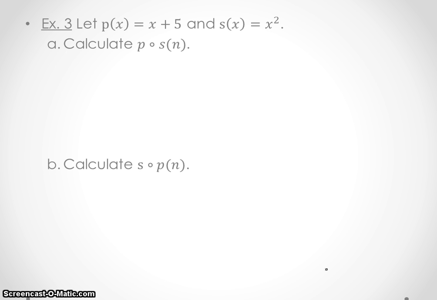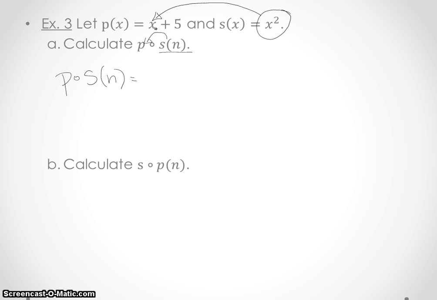Example 3 says let p of x equal x plus 5 and s of x equal x squared. So we're going to calculate p of s of n. That means we're going to take s of n and put it in for function p. So p of s of n, we're going to take s, which is this guy over here, plug it in for p wherever x is.